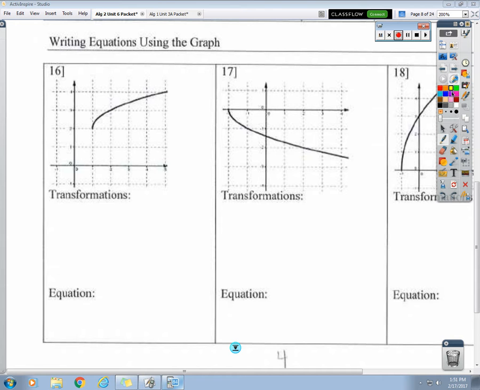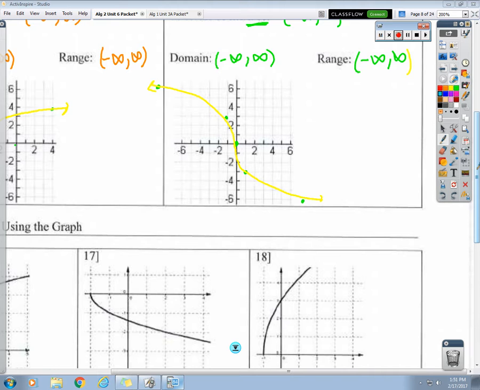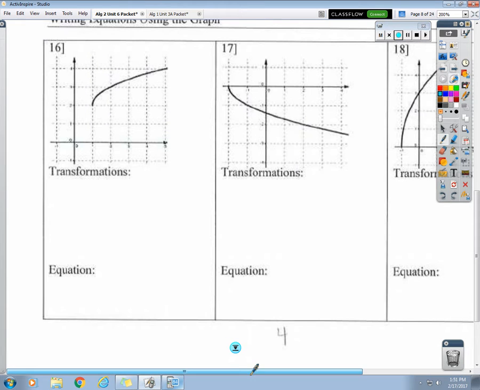Okay, let's look at the first one. Remember, is this a square root or a cube root function? Square root. Because you have a starting point and then from there it goes. A normal square root function looks like this. It starts at 0, 0, has a slope of 1 over 1, and it looks like this.